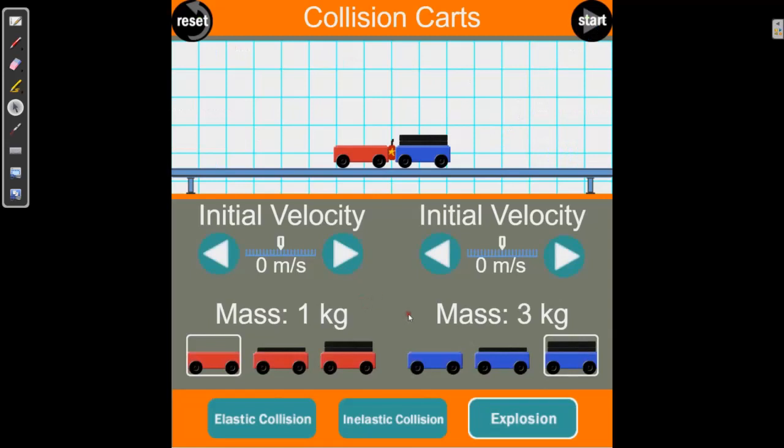You can actually find this on physicsclassroom.com. This little animation, simulation, you can play around with. Hopefully this gives you a good little intro to collisions and the different types and the conservation of momentum.